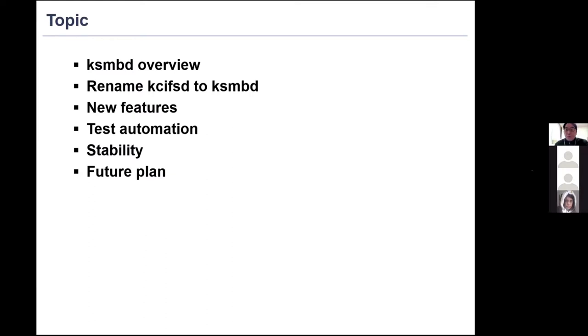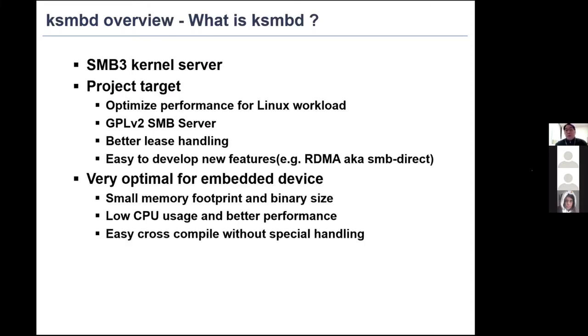Topics are as follows. First of all, for those who don't know what ksmbd is, I'm going to start with a short overview of ksmbd. ksmbd is a new kernel module which implements the server side of the SMB3 protocol. The target is to provide an optimized performance, GPL version 2 SMB server and better RDMA handling. The bigger goal is to add new features more rapidly, for example RDMA, which are easier to develop on a smaller, more tightly optimized kernel server.